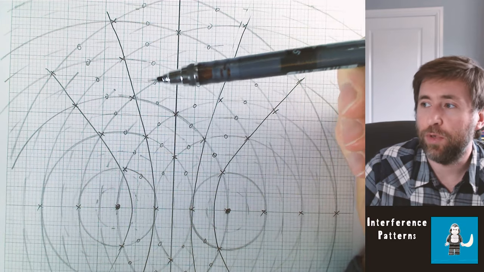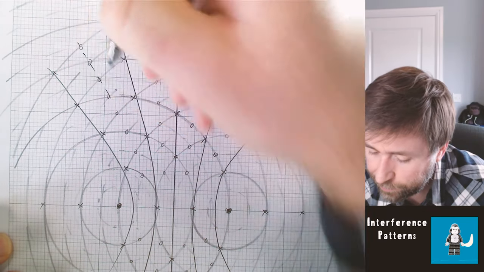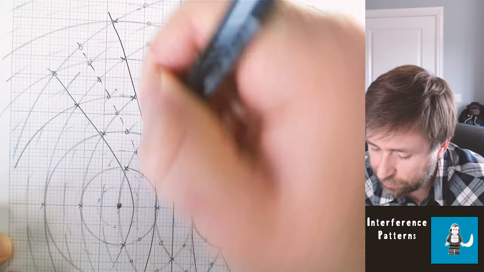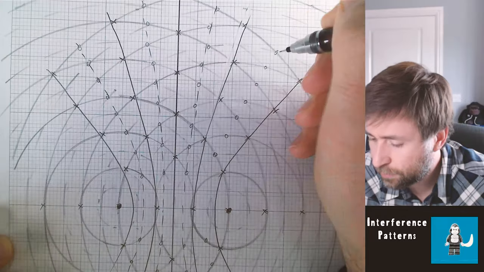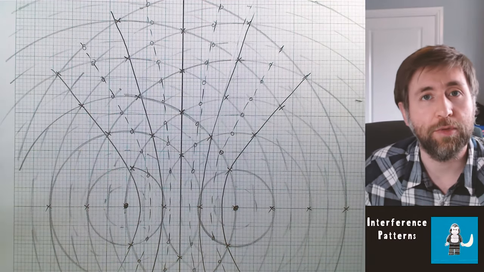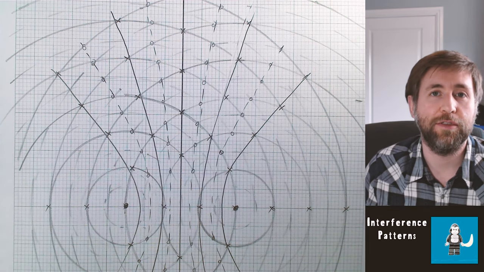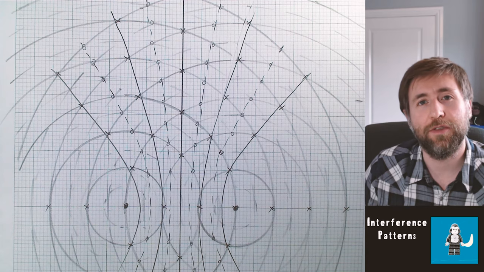So at all of these points, and I'm going to join them with a dotted line to indicate a minimum, a node if you like, of zero energy transfer. Anywhere on those dotted lines, we have odd multiples of half wavelength path difference. So we have 180 degrees of phase difference. So there is destructive interference there.